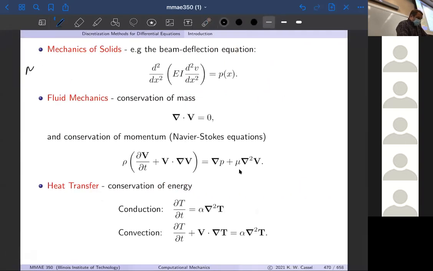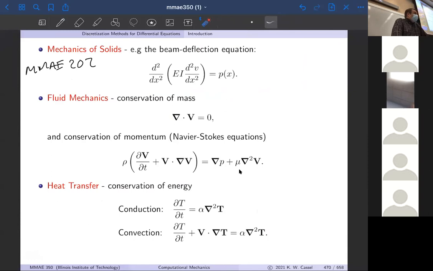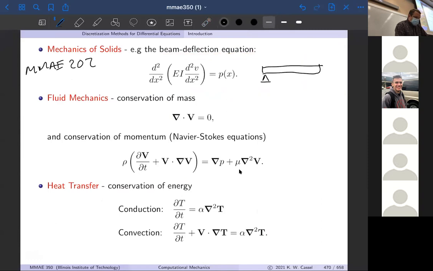In 202, so mechanics of solids, you also derive equations that govern various sorts of things that you care about with structures and solid mechanics. And one of them is the beam deflection equation. So you have a beam, say like this, simply supported, and you put a load on it. So this would be P of X here, it's a load, and then that causes it to deflect, and that's V of X. So how do you solve for the deflection of the beam? Well, you derive the beam deflection equation, which governs that shape.